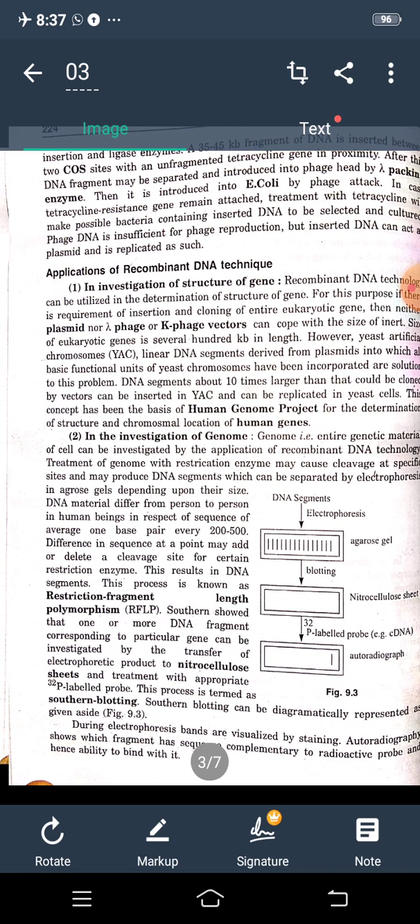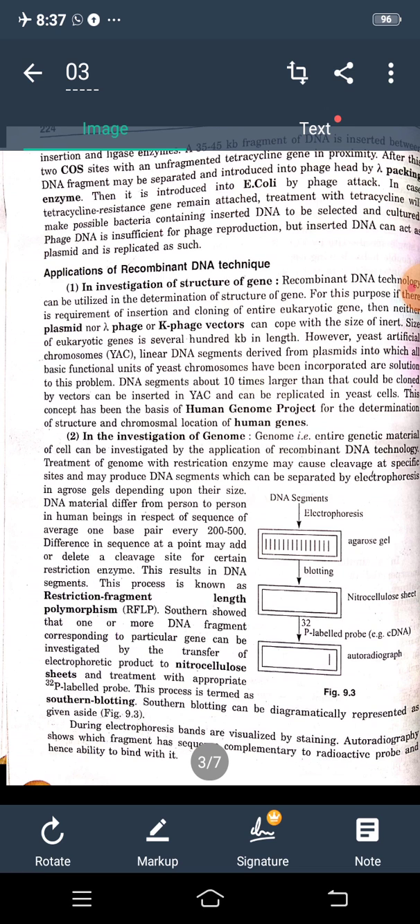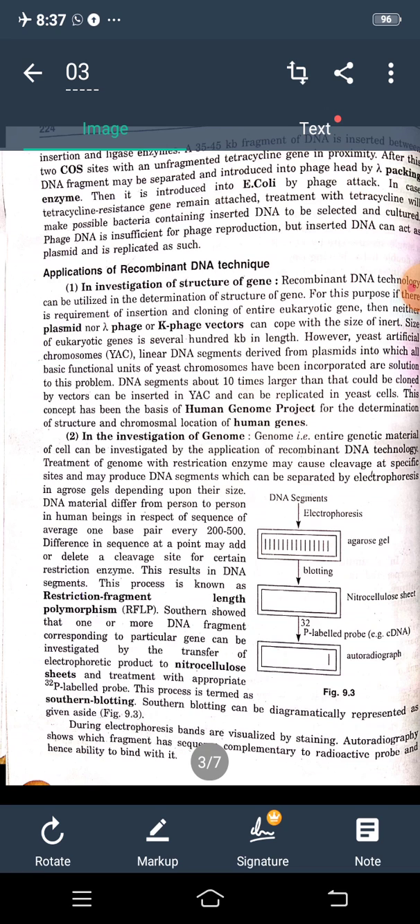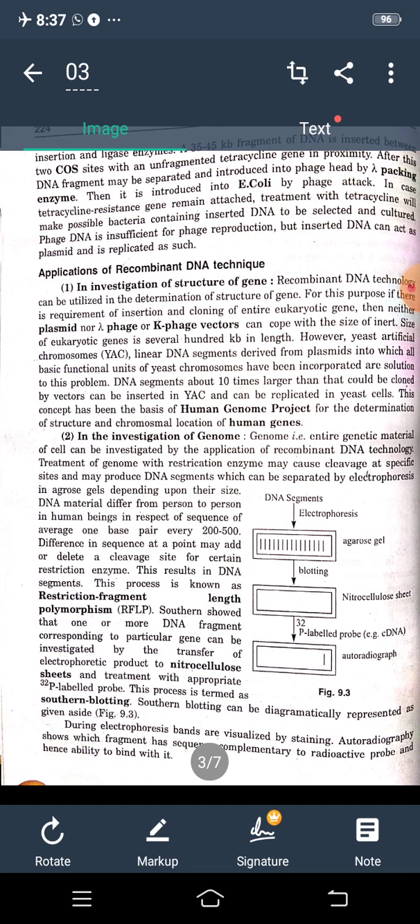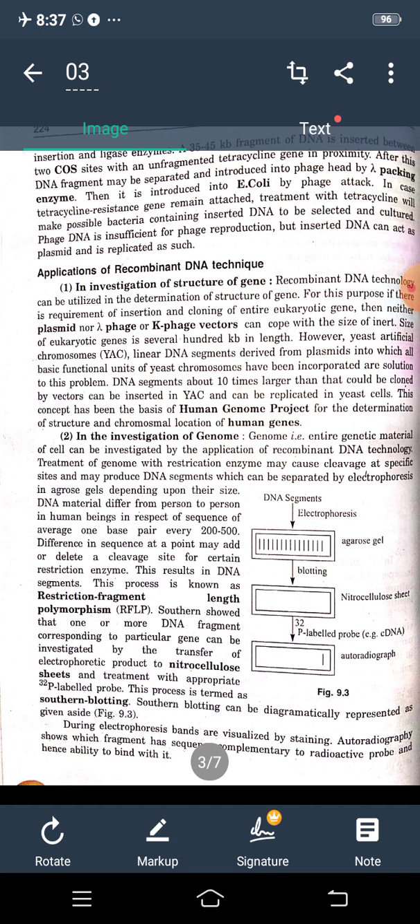A difference in the sequence at a point may add or delete a cleavage site of certain restriction enzymes. This results in different DNA segments. This process is known as restriction fragment length polymorphism, that is RFLP, as shown in figure 9.3.